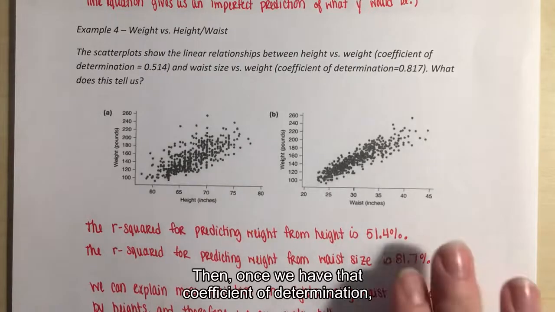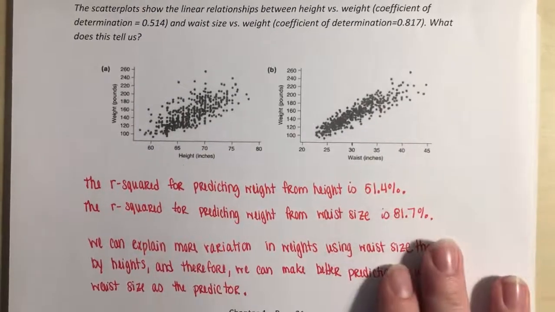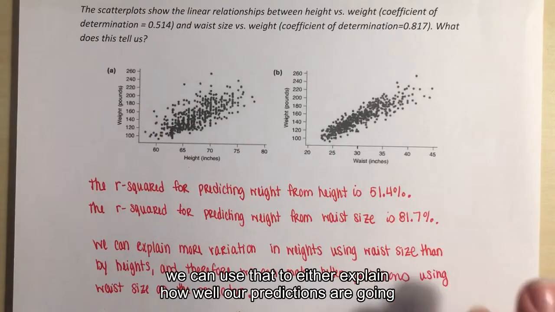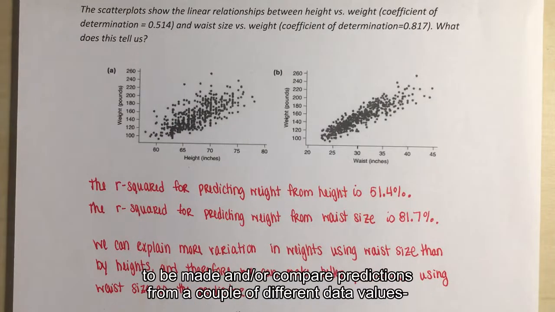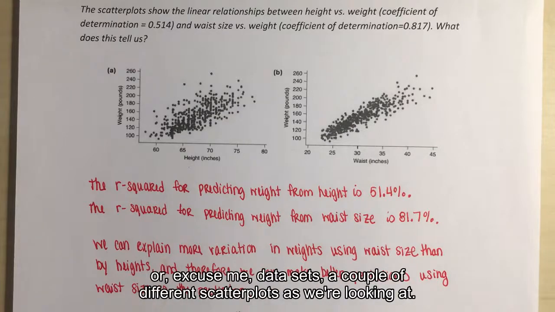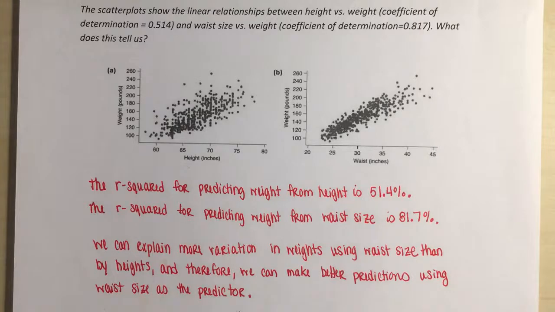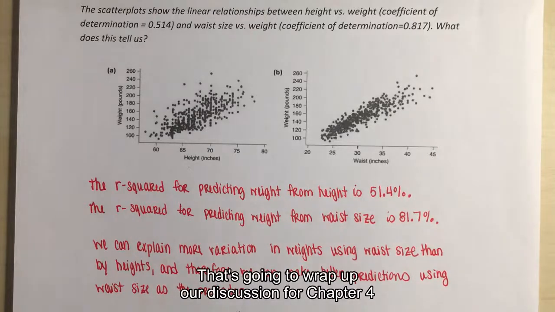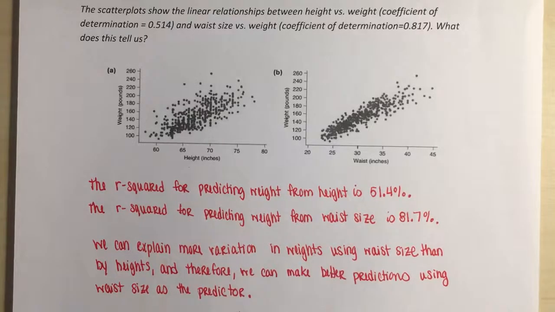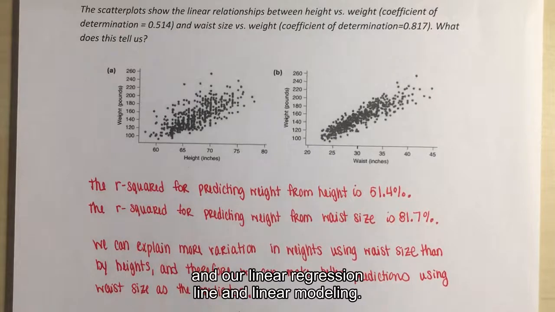Once we have that coefficient of determination, we can use that to either explain how well our predictions are going to be made, or compare predictions from a couple of different data sets, a couple of different scatter plots. So that's going to wrap up our discussion for Chapter 4 and our linear regression line and linear modeling.